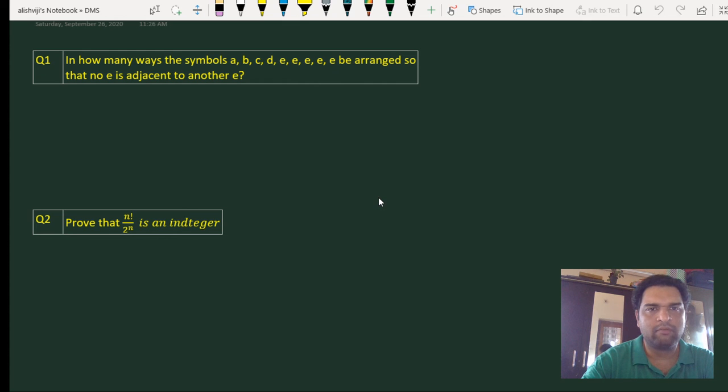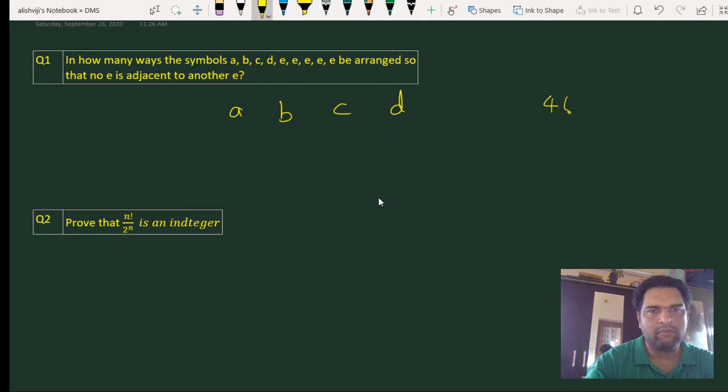So here we have four different symbols, A, B, C, and D, and the symbol E is repeated five times. And we are looking for the arrangements in which no E is adjacent to another E. So let us consider the different symbols first: A, B, C, and D. These four symbols can be arranged in 4! ways.